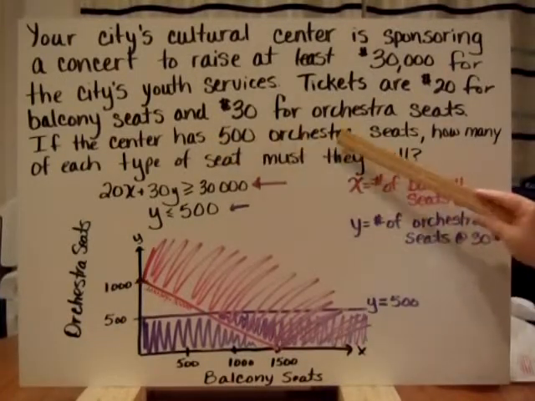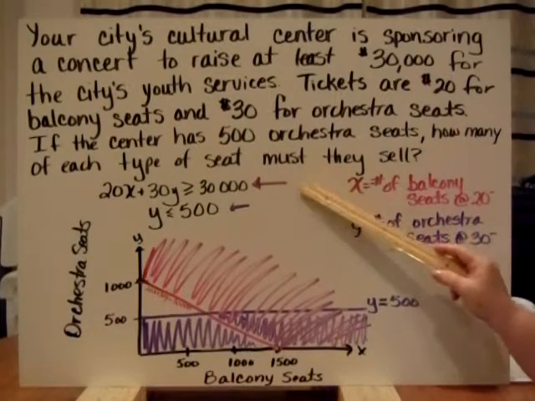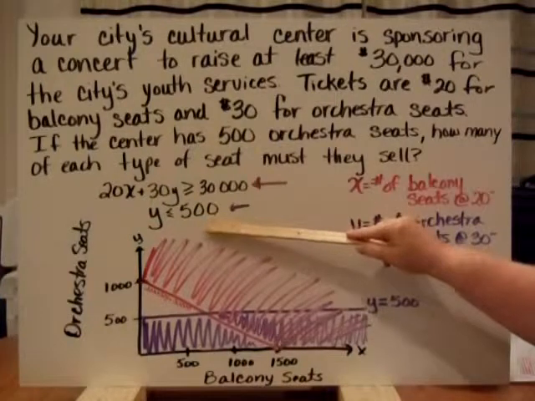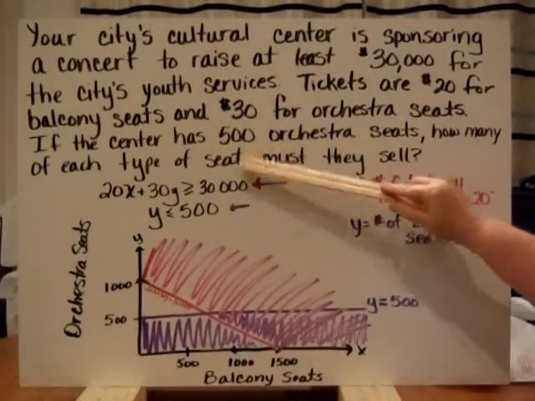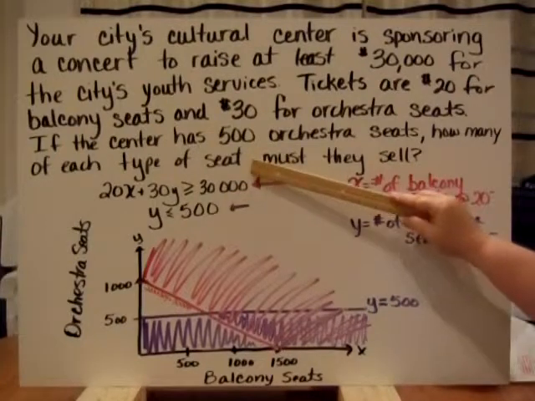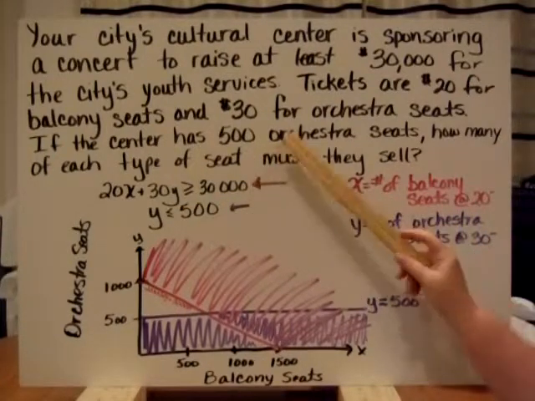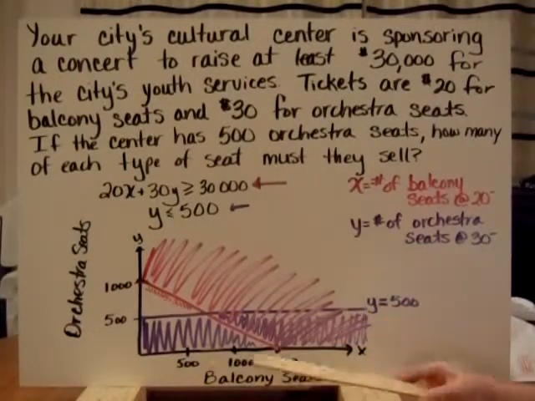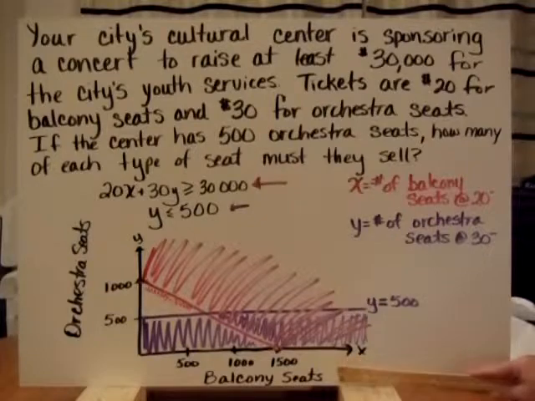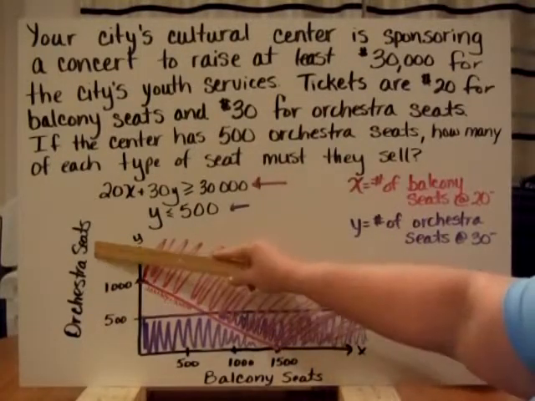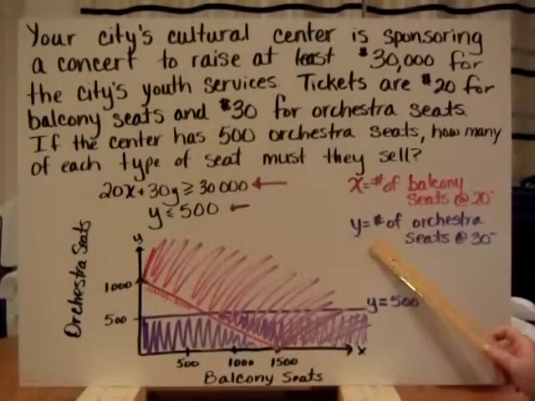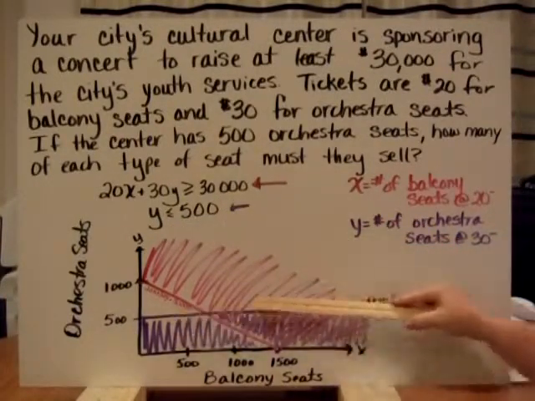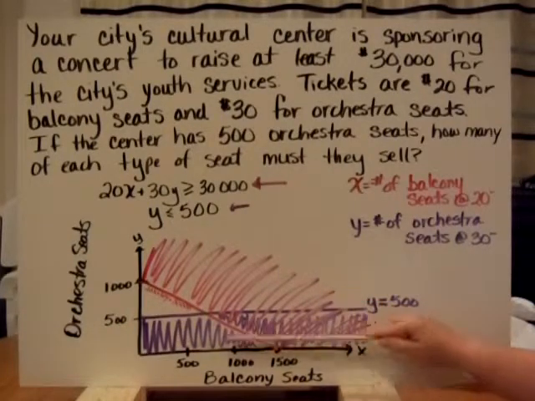And the center has 500 orchestra seats. How many of each type of seat must they sell? So Y has to be less than or equal to 500 because we have a limit of 500 orchestra seats. So here are our two inequalities that we're going to graph to find our solutions. On the x-axis we have balcony seats, and that is what X represents. On the y-axis we have orchestra seats because that's what we let Y represent. We graph the boundary line y equals 500 because Y is less than, we shade below the line.